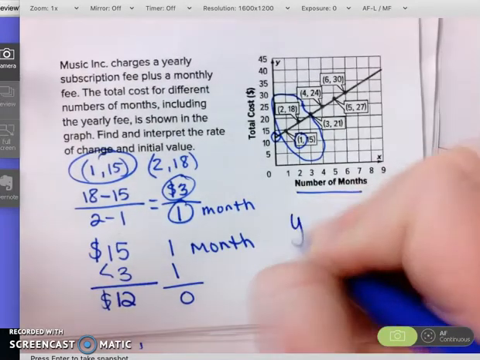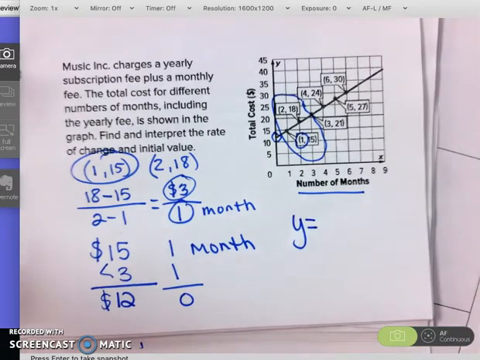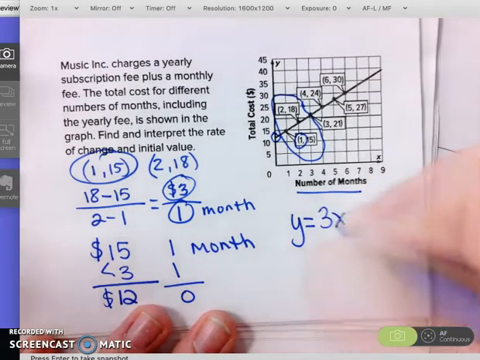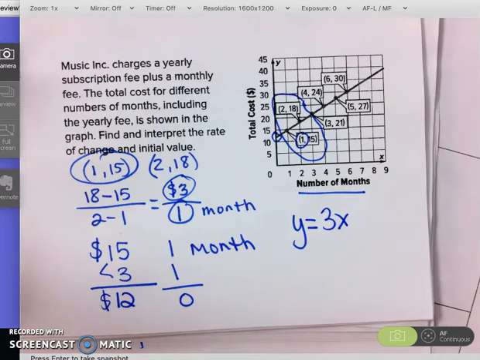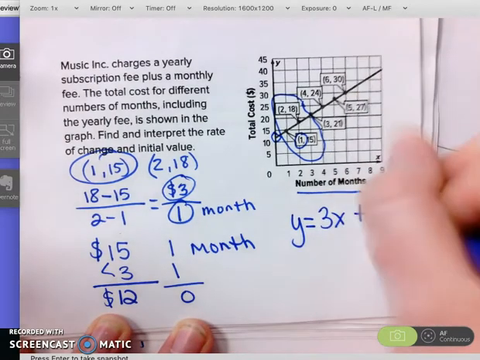So y equals my rate of change, which is that $3 per month, times x, plus my initial fee of $12.